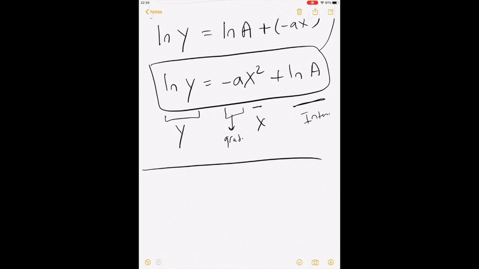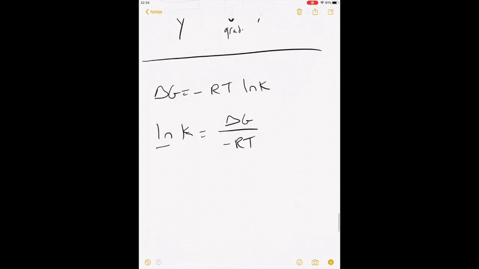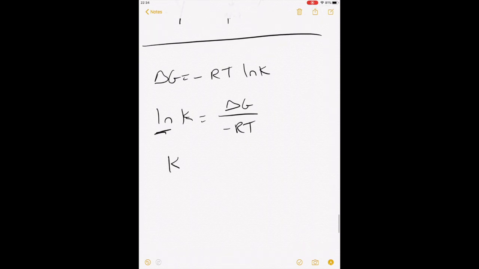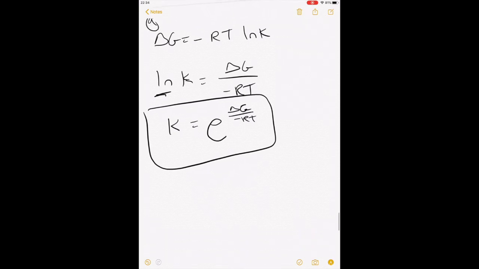Let's look at the final and the last question, question 10. And in this case, the question is asking you for the value of k. So you have this equation, delta G equals minus RT ln k. And of course, if you want to take k, ln k equals delta G over minus RT, and then you want to get rid of the ln, that means k equals, because it's of a base of e, e to the delta G over minus RT, and that will be the answer. So question 10 part A.